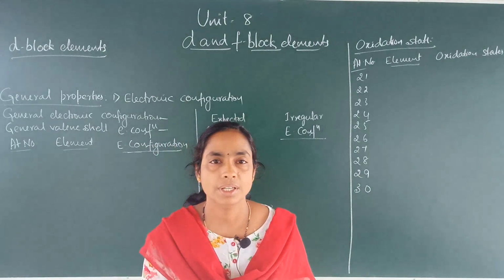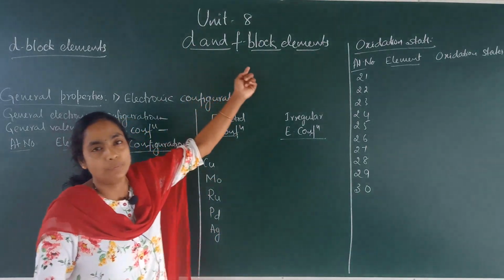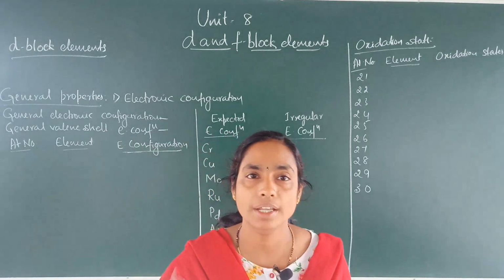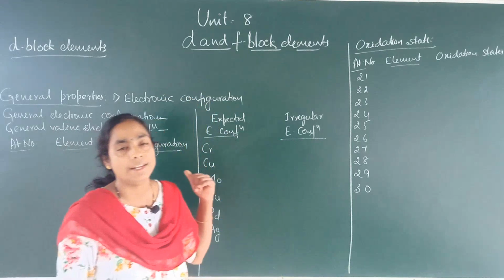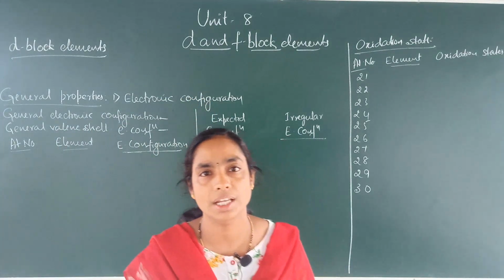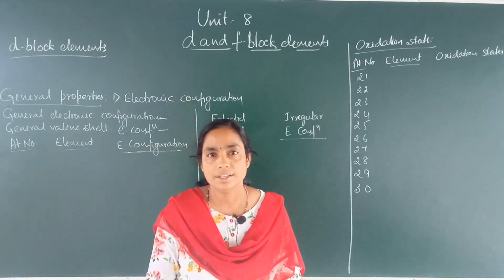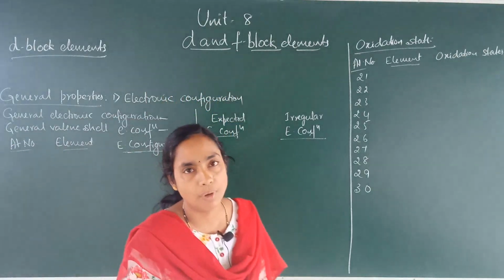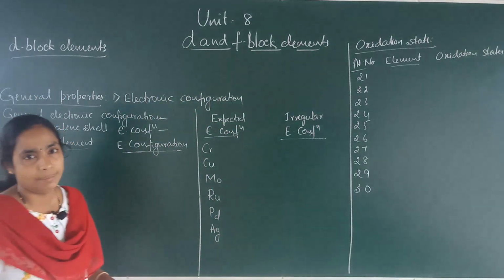Students, today let us discuss Unit 8: D and F block elements. In the periodic table there are 118 elements. These 118 elements are classified as S block elements, P block elements, D block elements and F block elements. In this chapter we are concentrating only on D and F block elements. Let us start with D block elements.